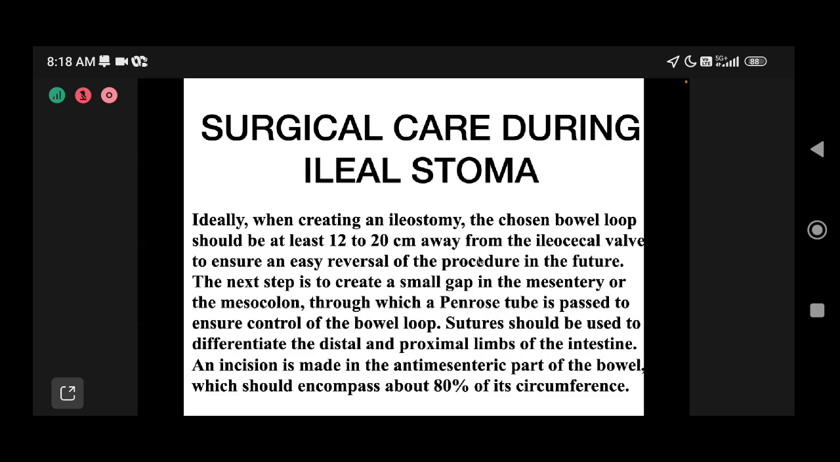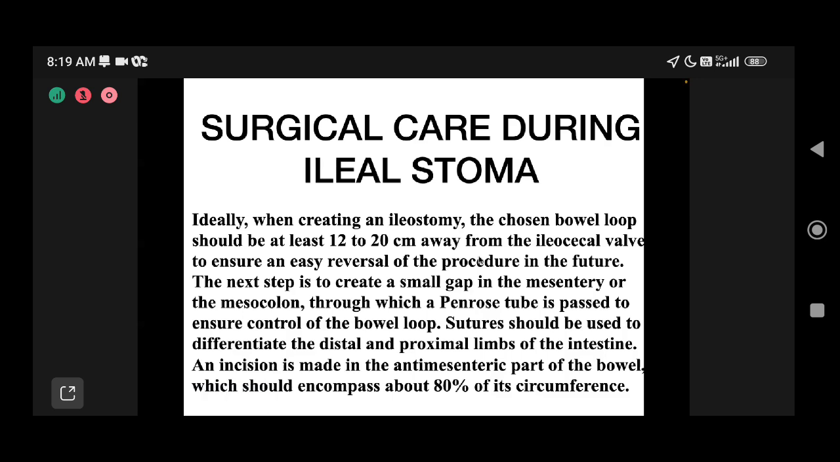So we need to go to the ileocecal junction. From there, proximally we need to calculate about 12 to 20. In an obese individual, we lose a lot of bowel whenever we do closure. So that's why we need to take at least more than 20 centimeter in an obese individual. In normal patients, about 12 to 20.